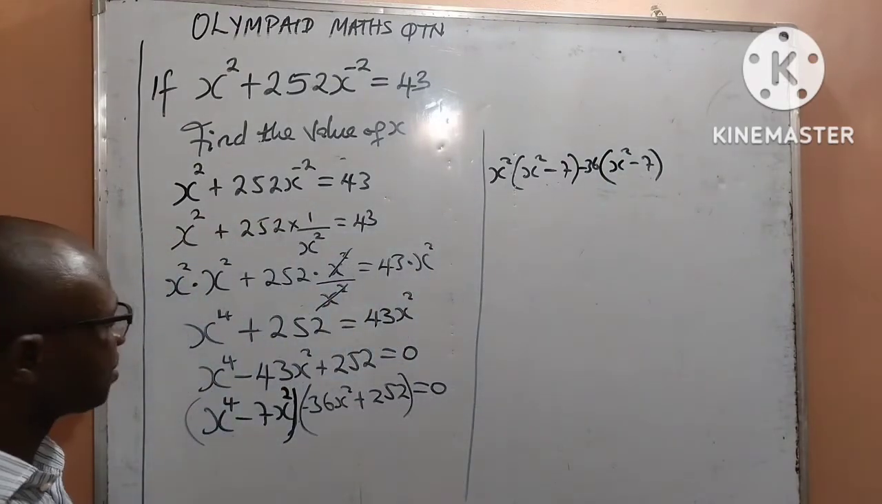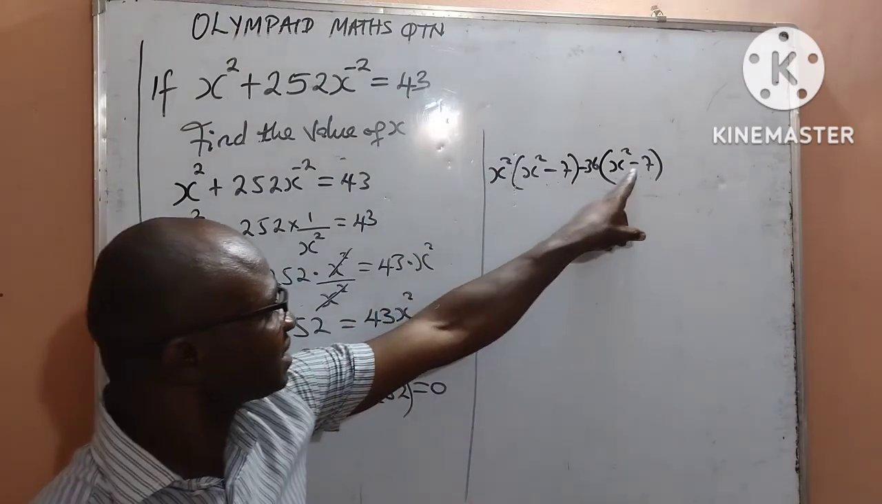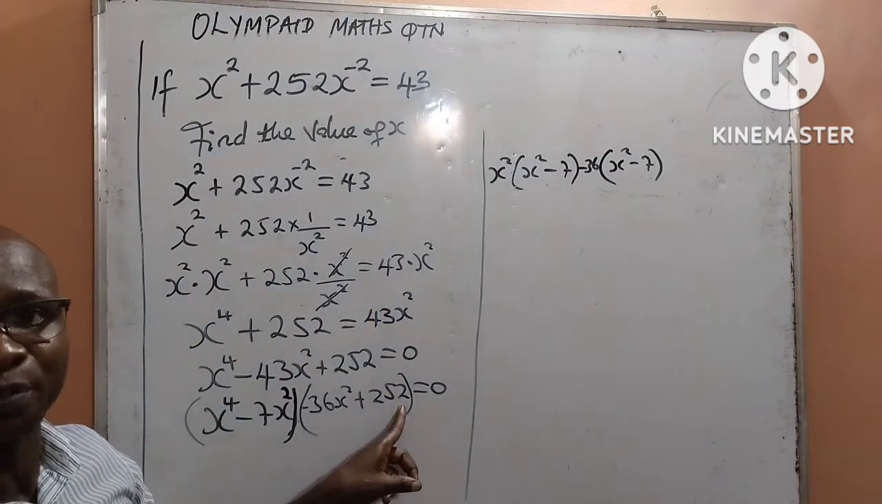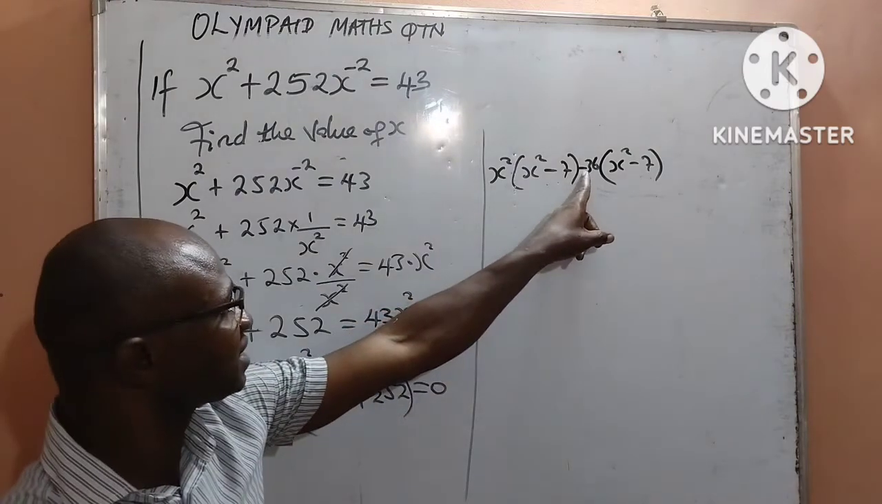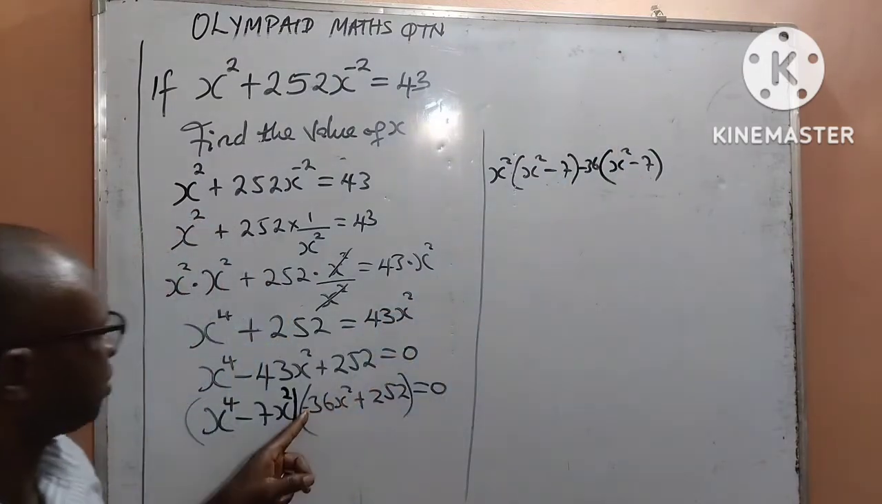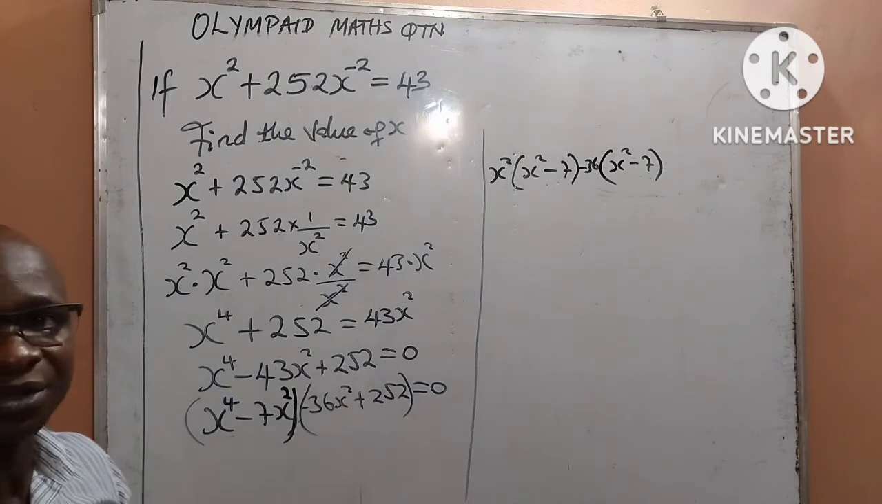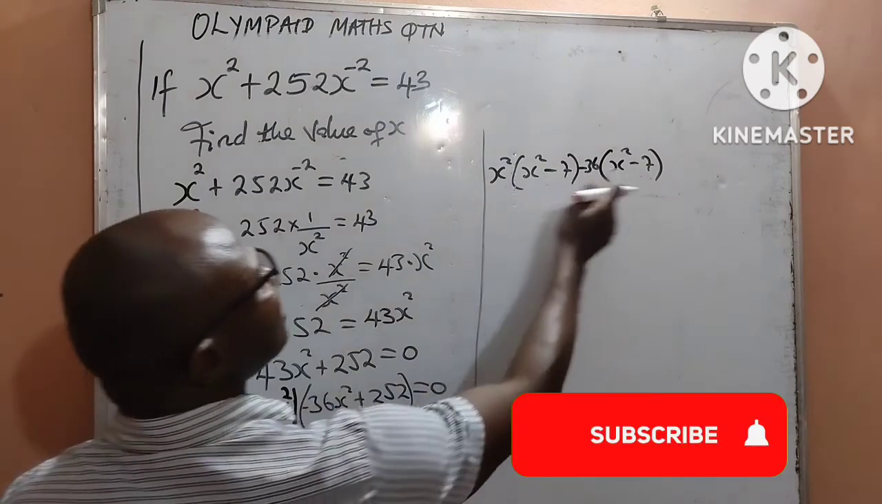Look at it with me. Negative 36 times negative 7 shall give me 252 positive. And when I use negative 36 to multiply x to the power 2, it will give me negative 36 x to the power 2. Now, the brackets are the same.